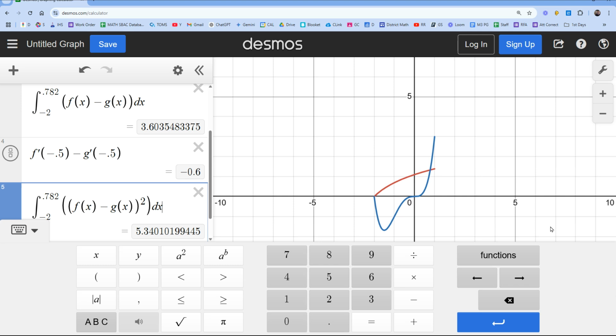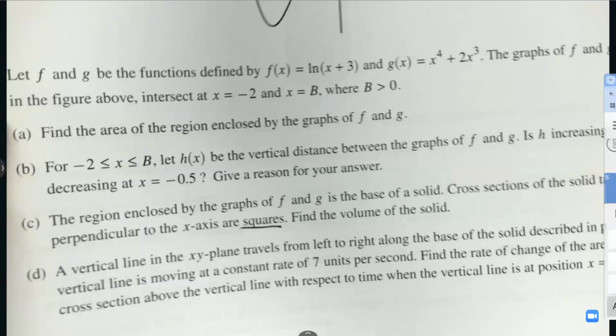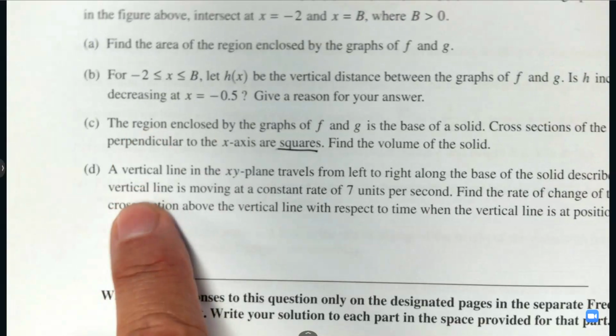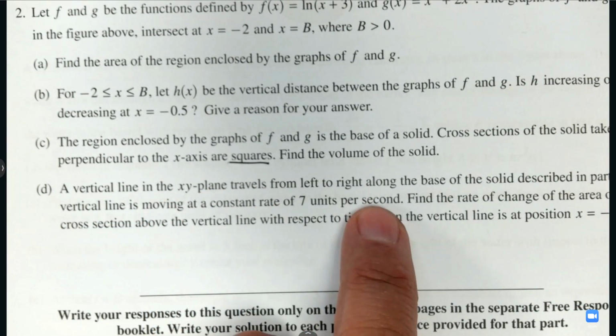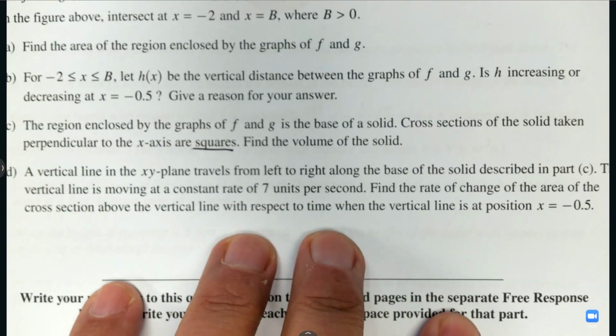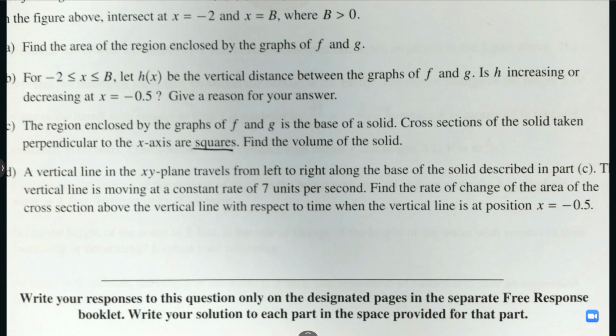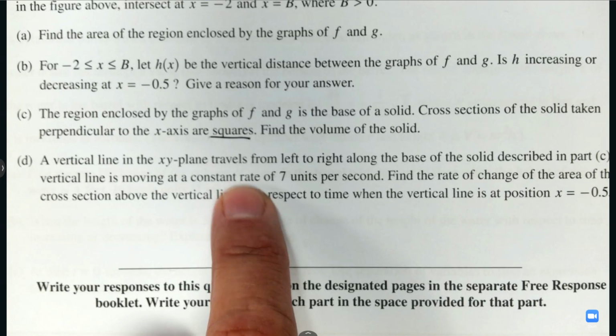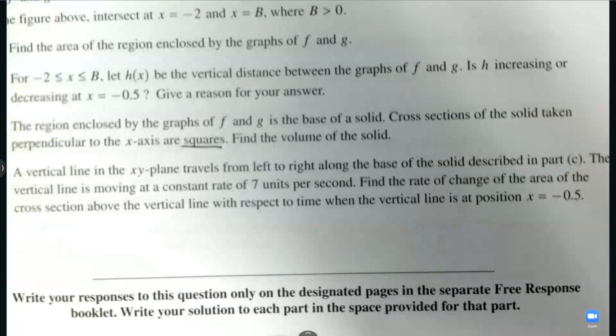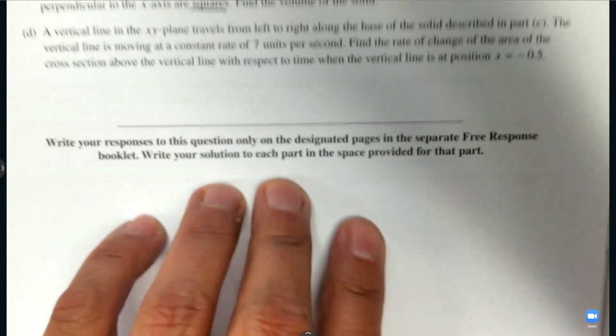All right, part D. One more left, and then the question's done. All right, a vertical line in the xy plane travels from left to right along the base of the solid described in part C. The vertical line is moving at a constant rate of 7 units per second. Find the rate of change of the area of the cross section above the vertical line.